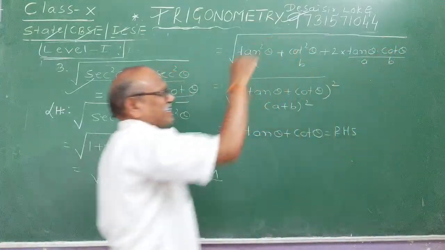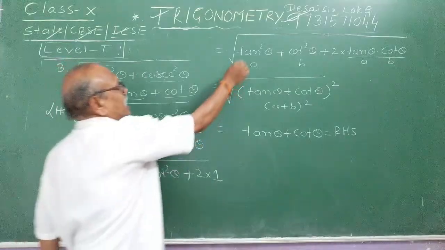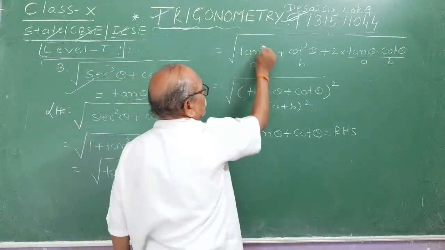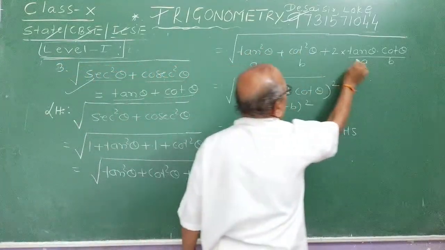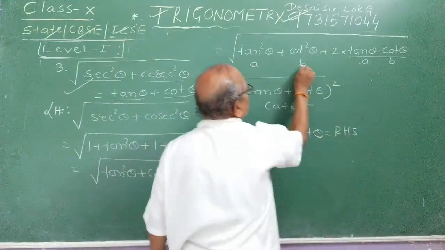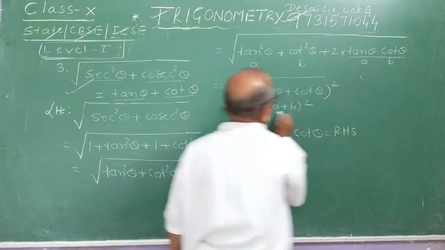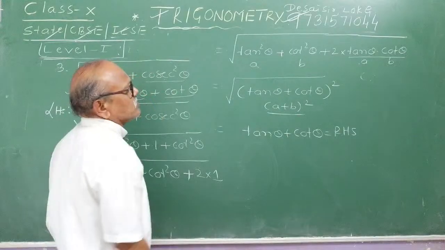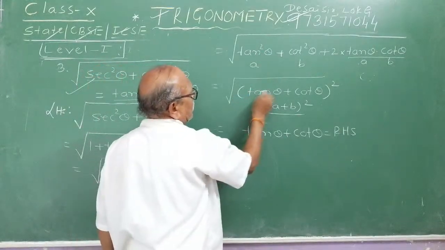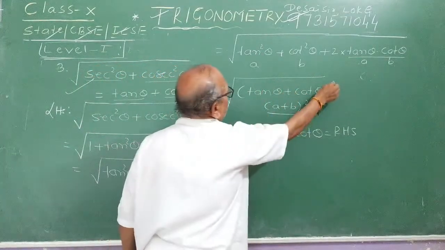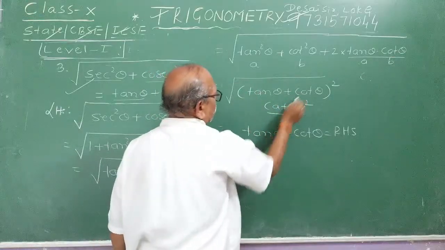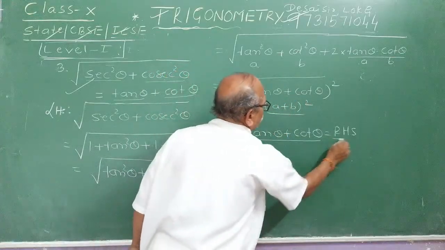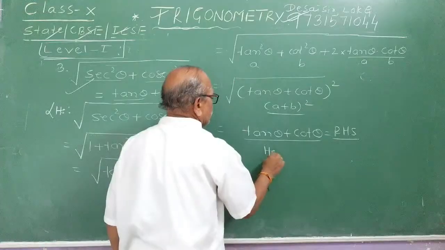This is the trick. Now observe, tan theta, consider it as a square plus b square plus 2ab. A square plus b square plus 2ab is the expansion of which formula? A plus b whole square. So it is tan theta plus cot theta whole square. Square root of any square number is tan theta plus cot theta, which is RHS, hence proved.